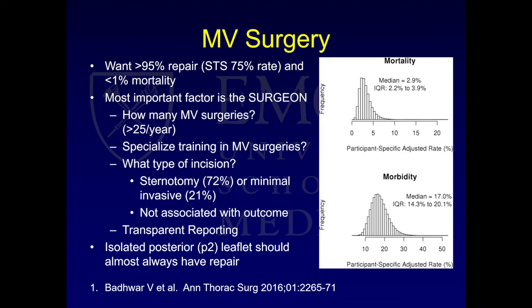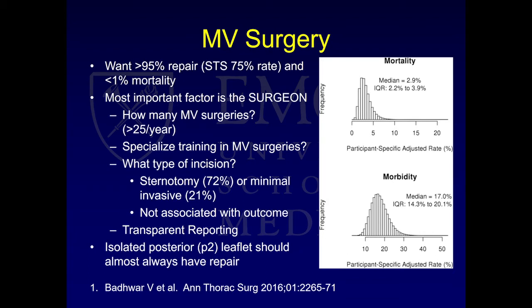Those are the characteristics, but it's very hard for us to know from a center if you're going to refer them. What they show is, if you want greater than 95% repair and less than 1% mortality, there are very few places that will actually achieve that. To the right is data from a recent study looking at the STS of people that underwent mitral surgery for MR. You can see the median mortality was 3%, not 1%.